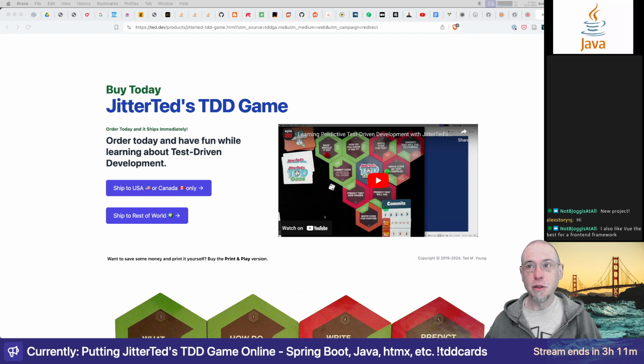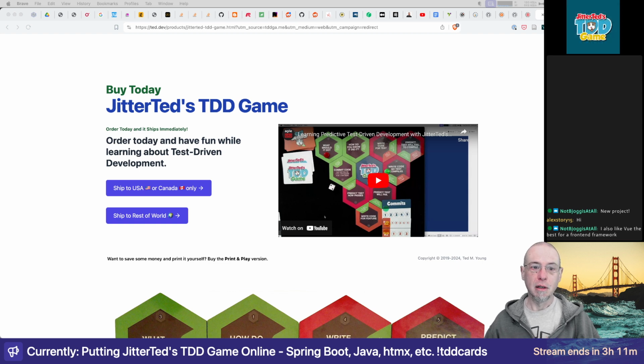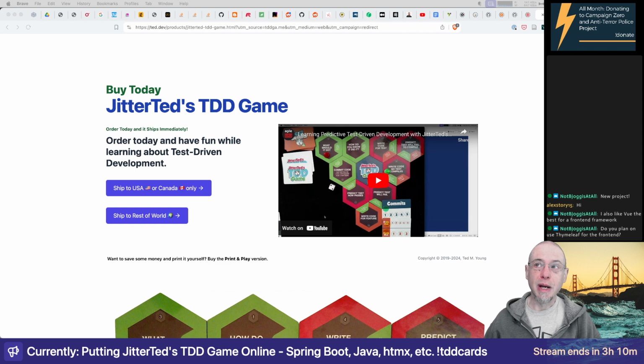Now, I still may use what you might call web components. So there's Shoelace, there's Alpine. There are all these things that will make the application nicer, things that you want the front end, the browser, to do. But for those, I'll probably use something like Shoelace. So do I plan to use Thymeleaf for the front end? Yes. The question is how much of Thymeleaf will I be using for the front end?